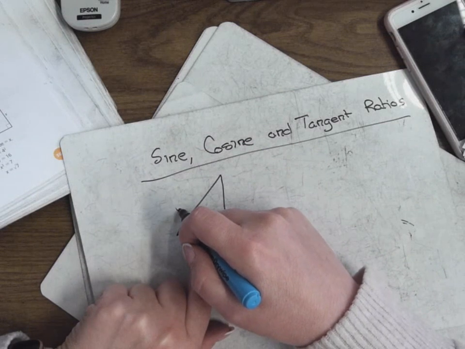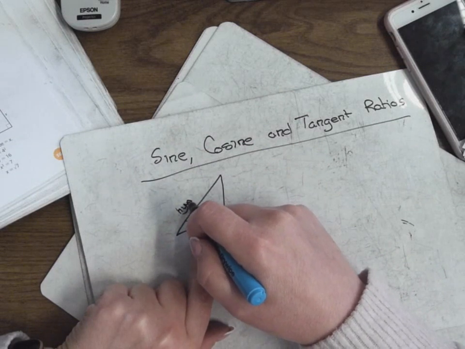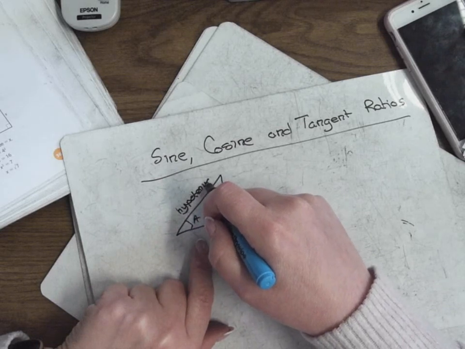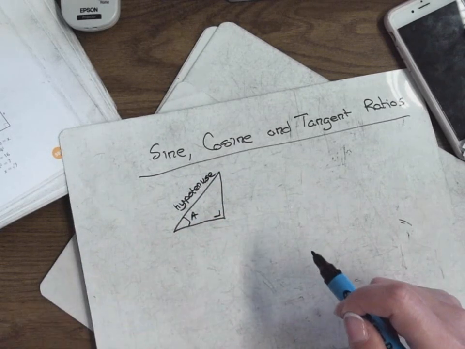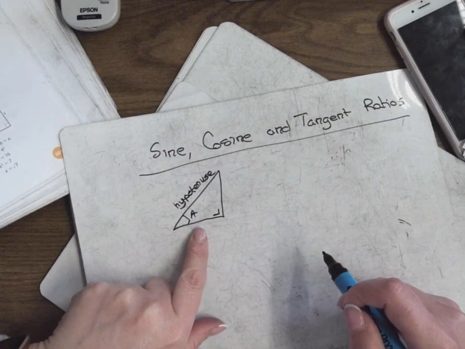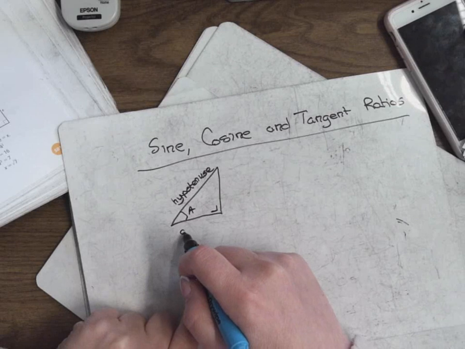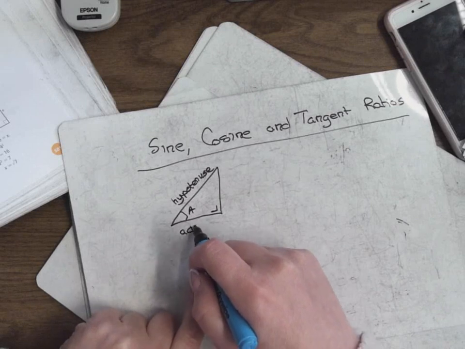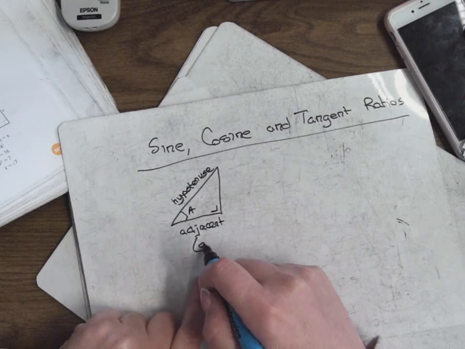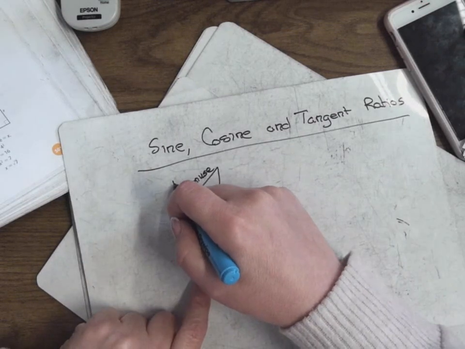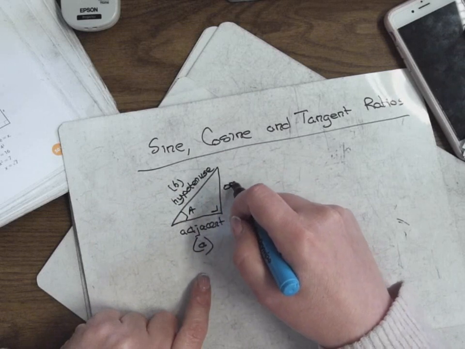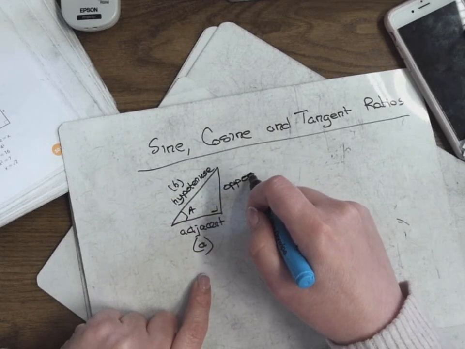Now, this line is the hypotenuse, as always. So the hypotenuse never moves. We'll see in a minute the opposite and the adjacent move around. So what do I call this line here? Adjacent, A for short, because the word adjacent in English means beside. And I'm going to call this one here opposite and O for short. Is that okay?